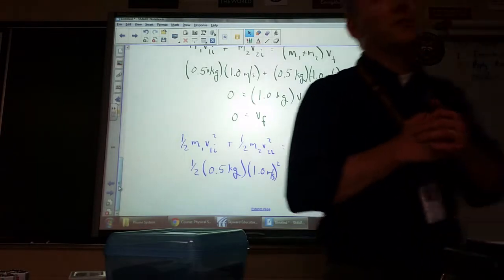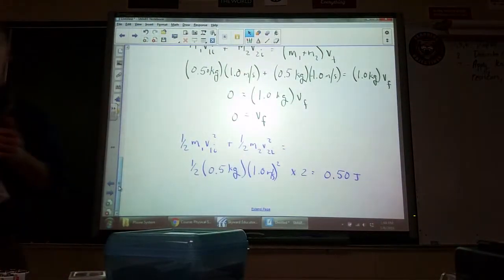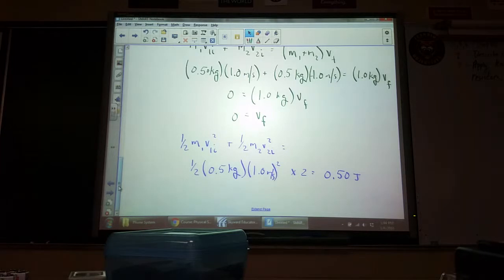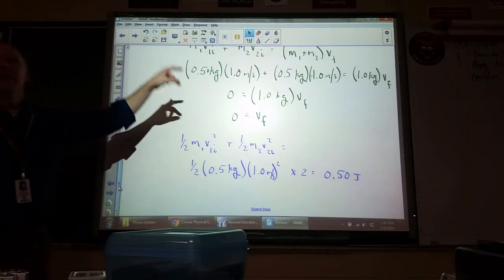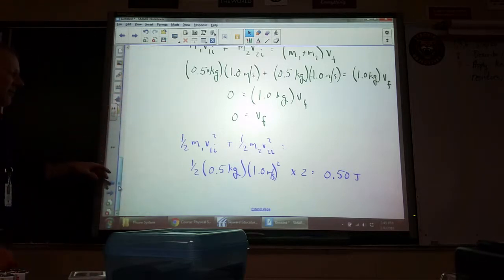Okay. Any questions before we move on from inelastic collisions? If you can remember that they stick together and the momentum is conserved, you'll be okay. Just add up the momentum before the collision, and that's got to be equal to the momentum after the collision.